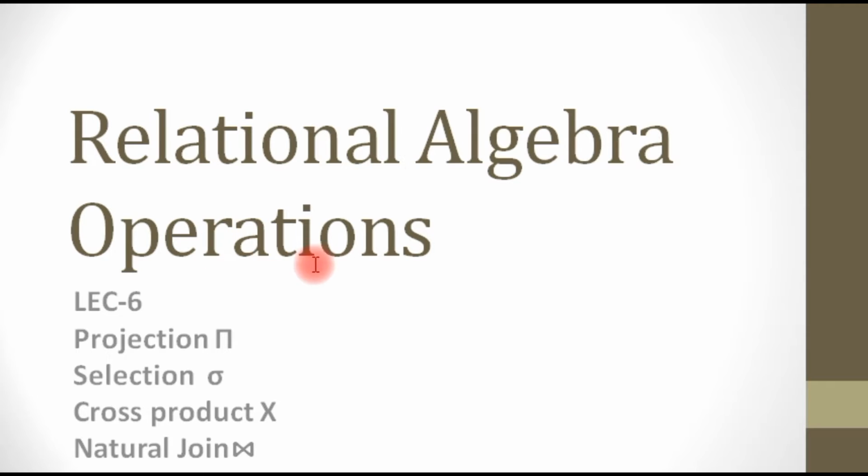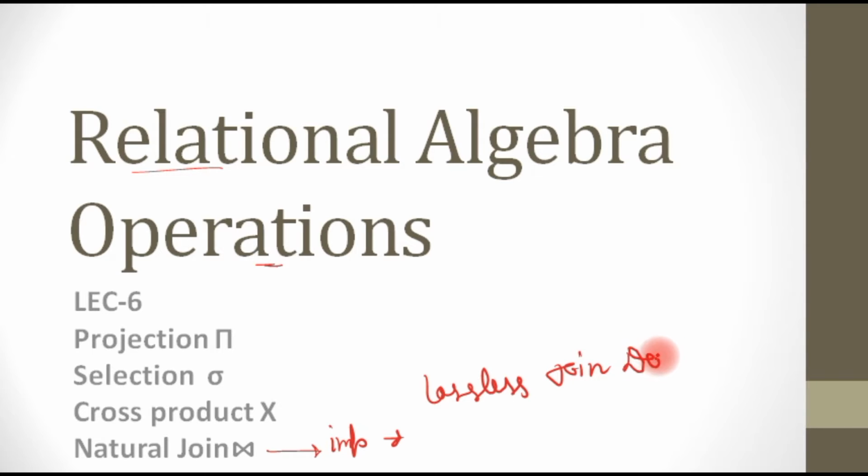Relational algebra operation. This is lecture 6. In this lecture, we will cover 4 operations: projection, selection, cross product, natural join. Relational algebra operations are the operations which are performed on one or more relations or tables. Natural join is very important because it is used in lossless join decomposition. So before understanding the decomposition properties, you need to understand what natural join is.